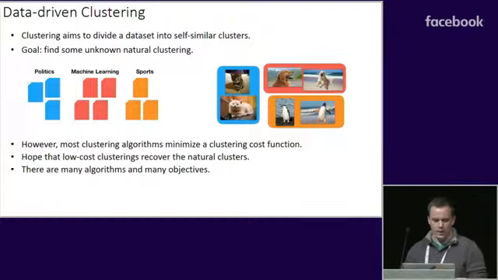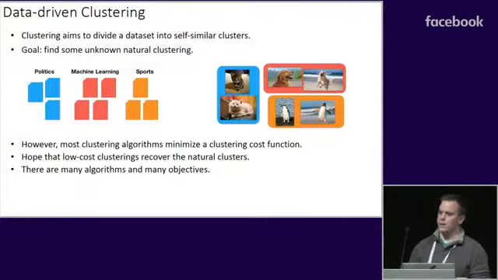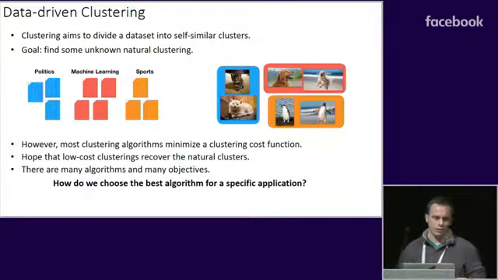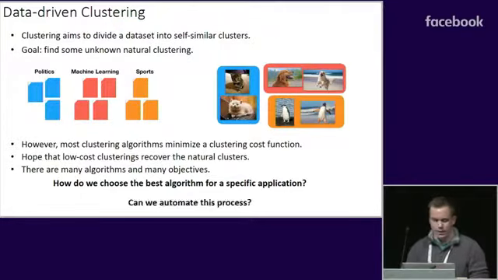But of course, there are many different clustering algorithms, each with different cost functions and different techniques for minimizing those cost functions. And so if you have a specific clustering objective or a specific clustering task that you'd like to solve, an important question to answer is which clustering algorithm will work the best for you. And today we're going to talk a bit about how to automate that decision.